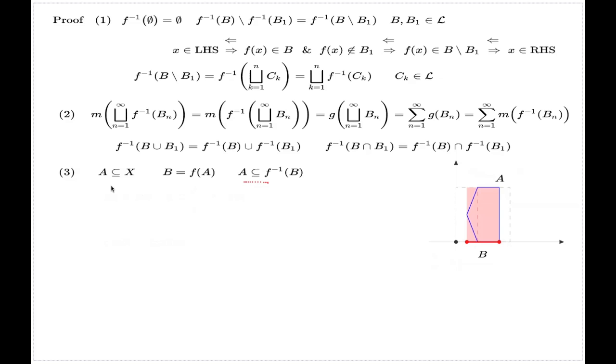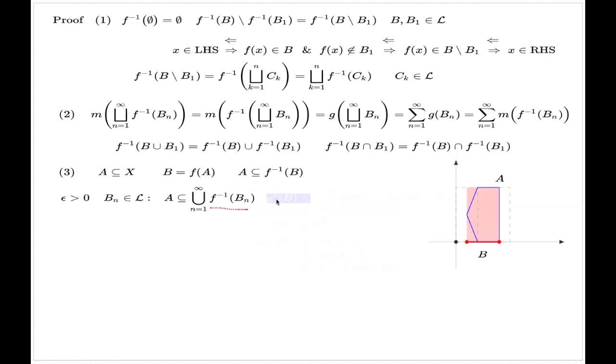Now, our job is to establish the identity for the external measure of this A, and look what I'm going to do. Fixing epsilon, by definition, there are elements of your semi-ring L such that their pre-images produce a covering for A, because these are the elements of semi-ring S.